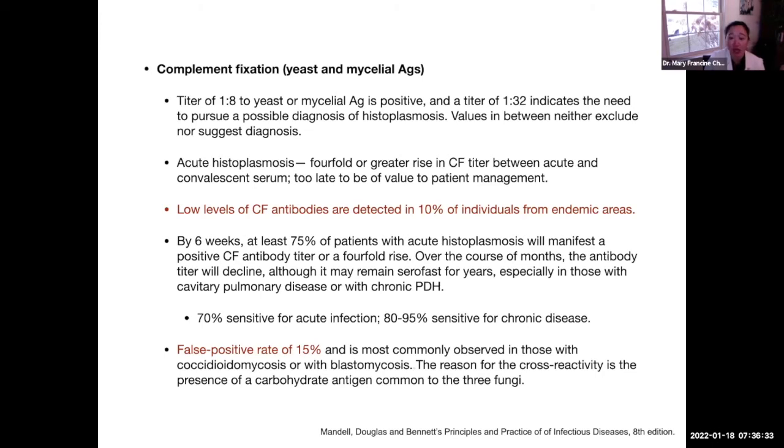There is cross-reactivity with coccidioidomycosis or with blastomycosis. So complement fixation, the gist of it is good sensitivity, but the specificity not very good.